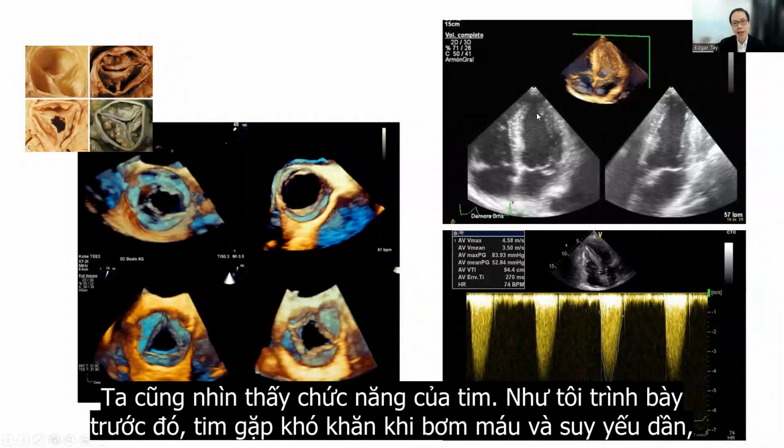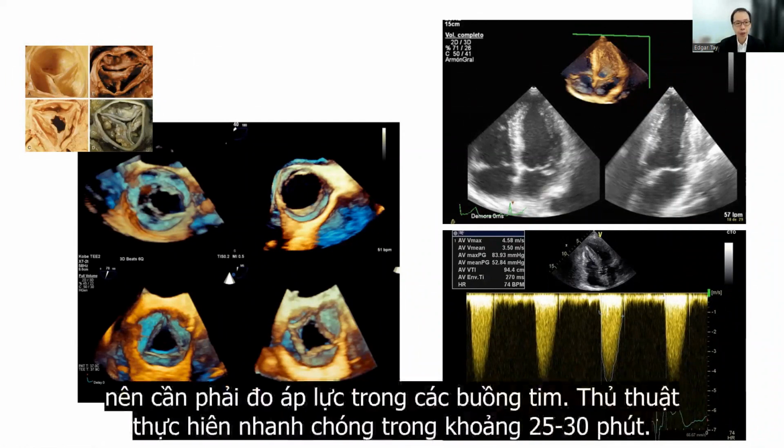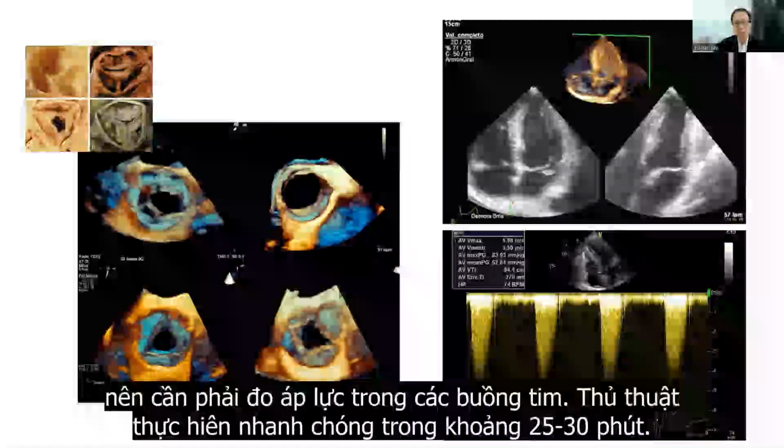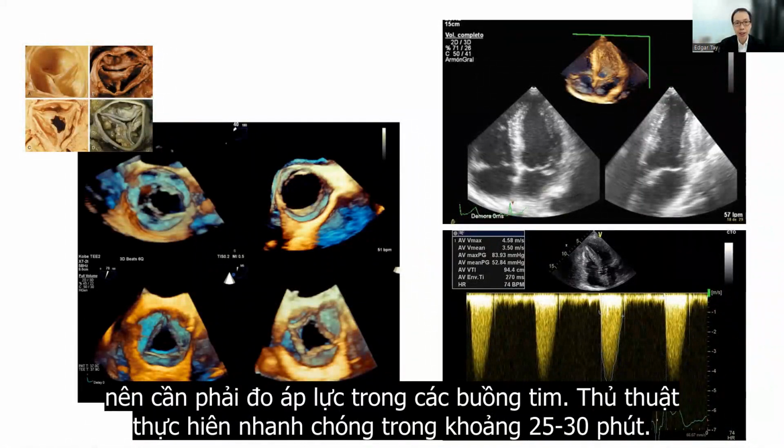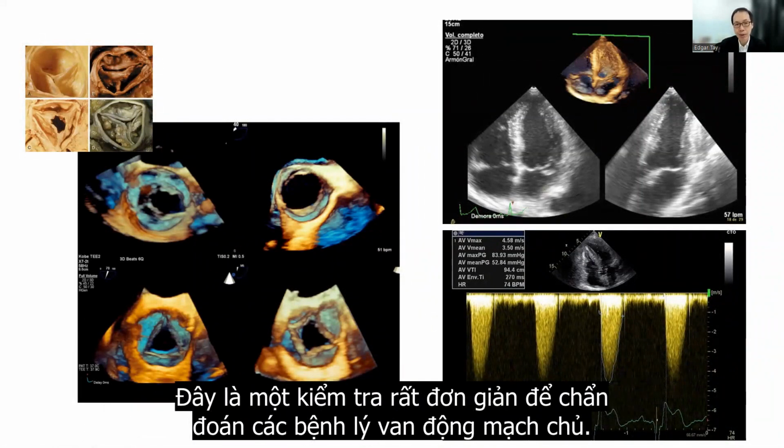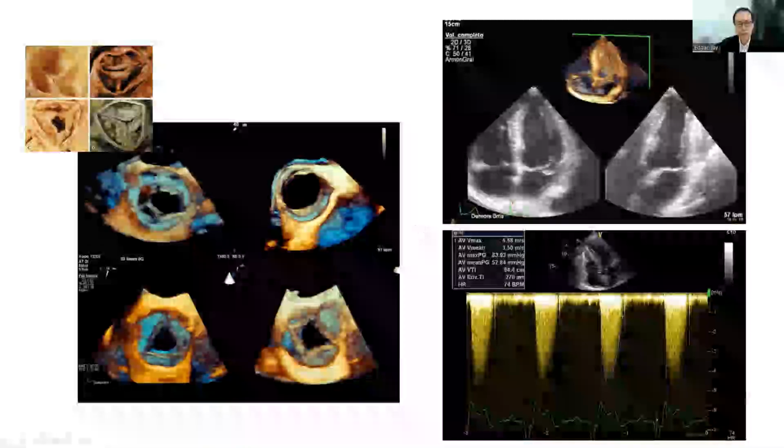We can also see the heart function. Remember, I told you the heart is struggling to pump blood. Sometimes the heart may fail, and we can measure the pressures within the heart chambers. All these can be done very quickly in a 25 to 30-minute period. So this is a very simple but easy test to diagnose aortic valve disease.